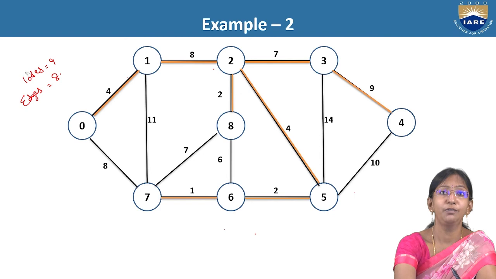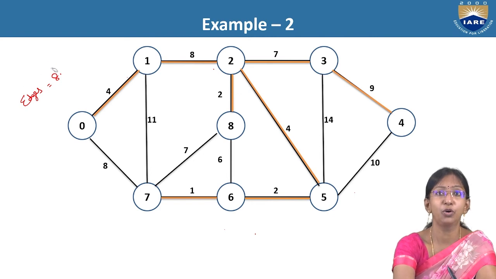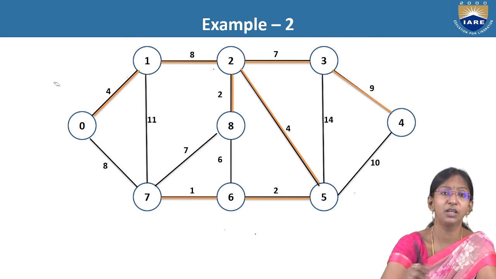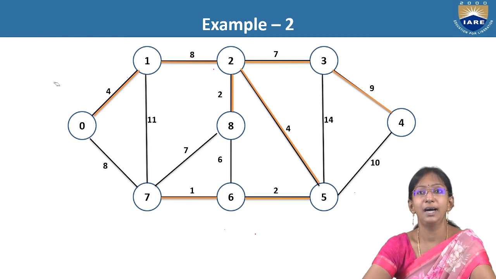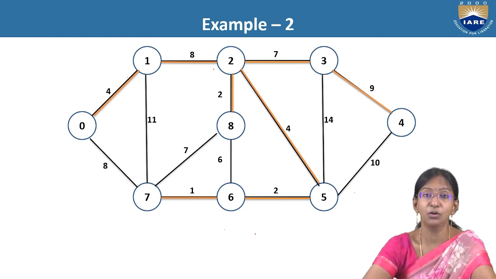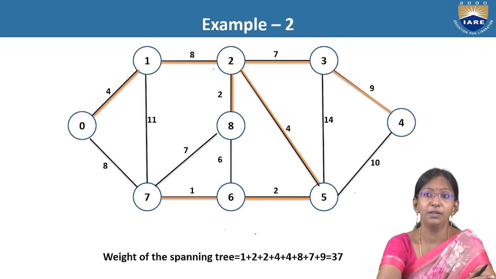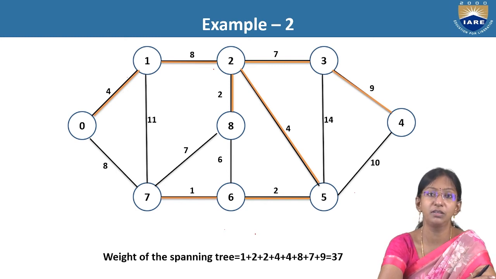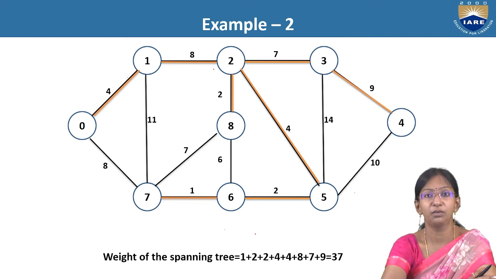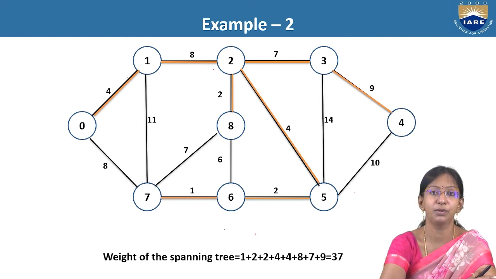Okay, so how to get the minimum weight? As we're talking about weights, our agenda is to get the minimum cost. Add the weights on the selected edges of your minimum spanning tree. 1 plus 2 plus 2, 4 plus 4, 8 plus 7 plus 9, which is 37, which is the least weight, the minimum weight, or the optimal weight in whatever way you can say.